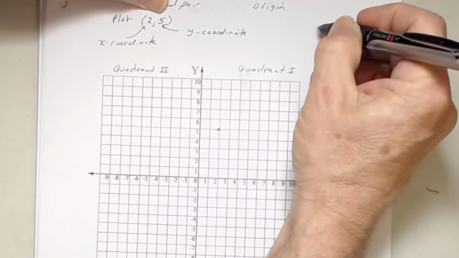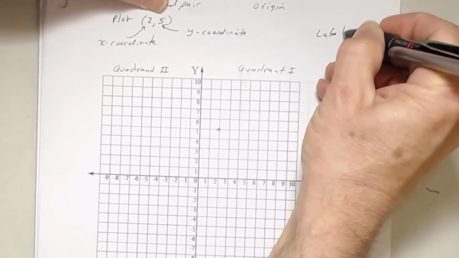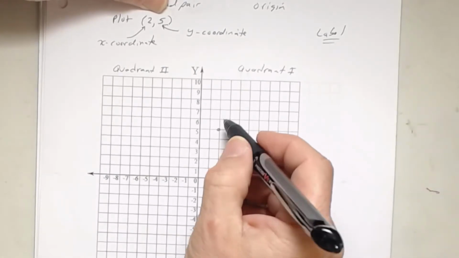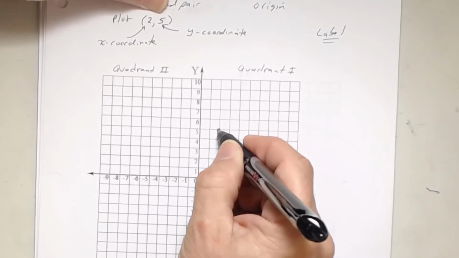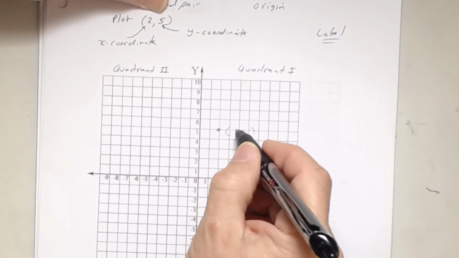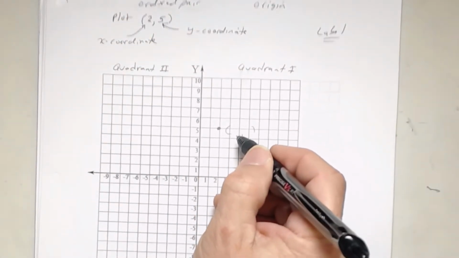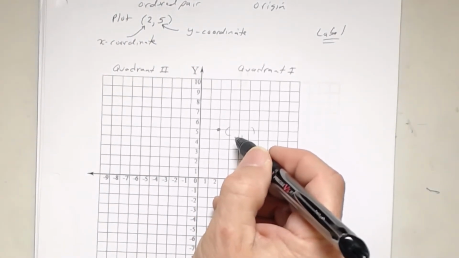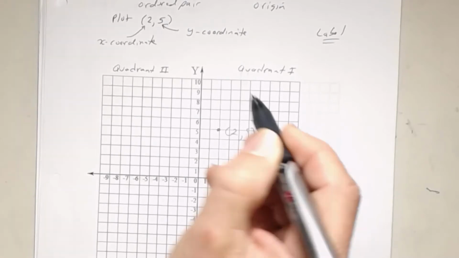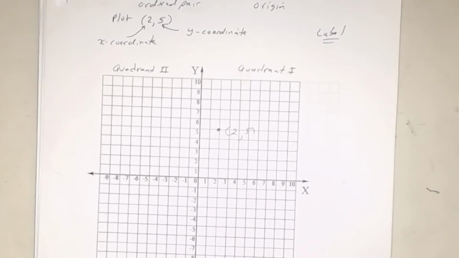Now it says label. If it says label, and usually it will, not always, what that means is where you put that point, denote what those coordinates are. So what are these coordinates? What goes first? 2 goes first, so x goes first, and then what goes second? 5. So that's the point 2, 5.